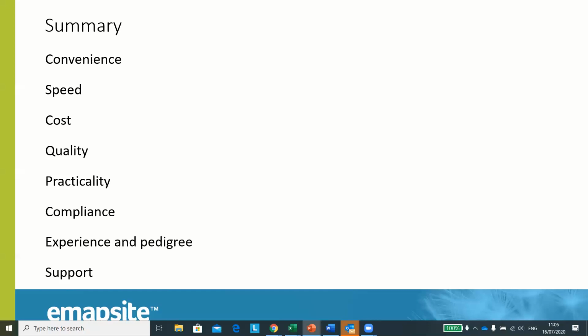Practicality: all reports are suitable for real world use, whether this be in an office, at home, or out on site. Compliance: commissioning a utility report ensures you're complying with relevant government guidelines and health and safety documentation. Experience and pedigree: we've got over 30 years of experience in the utility industry as a company, ensuring we have the necessary pedigree for your project. And finally, support: we've got a team of utility consultants available. They can always advise you on a range of related issues, so you're never left on your own.